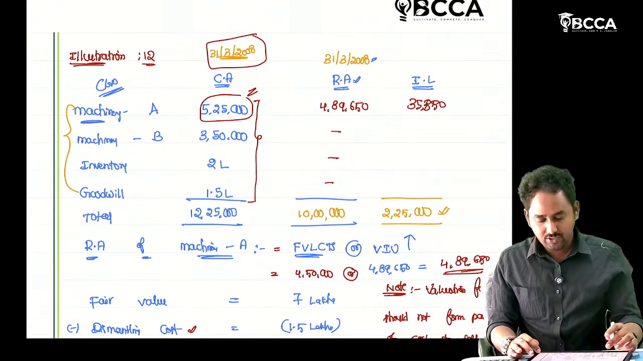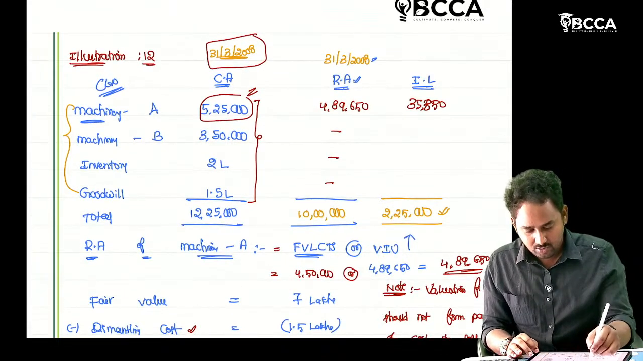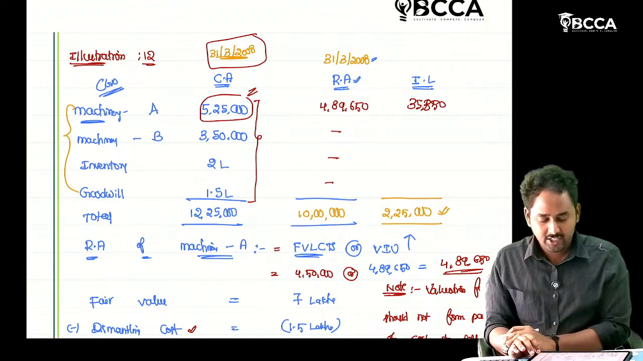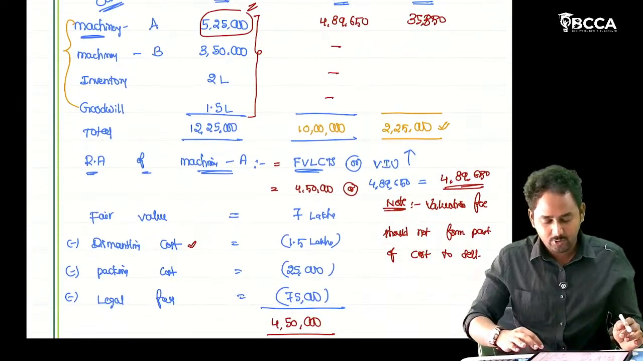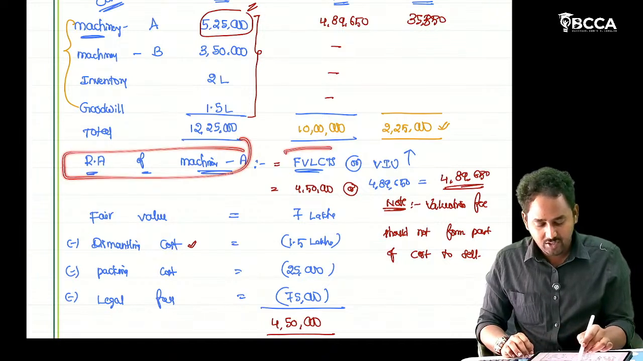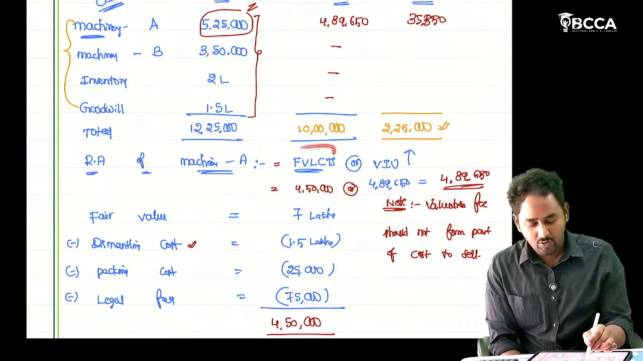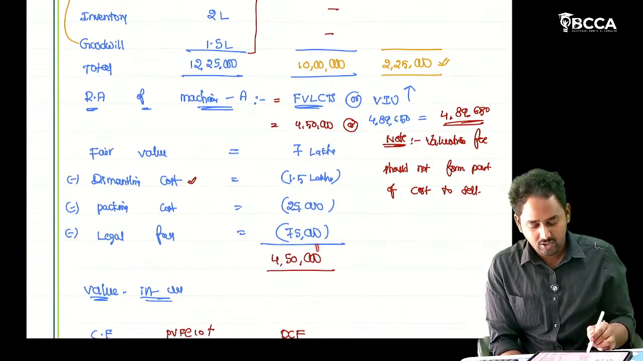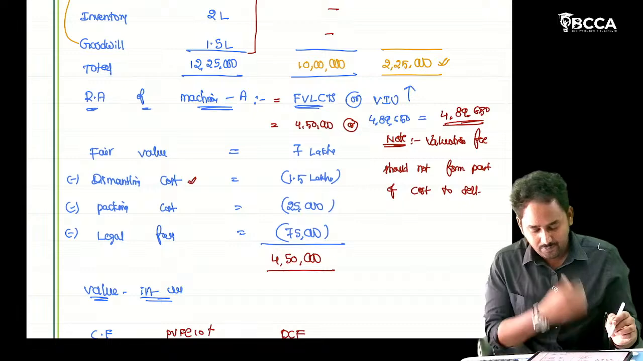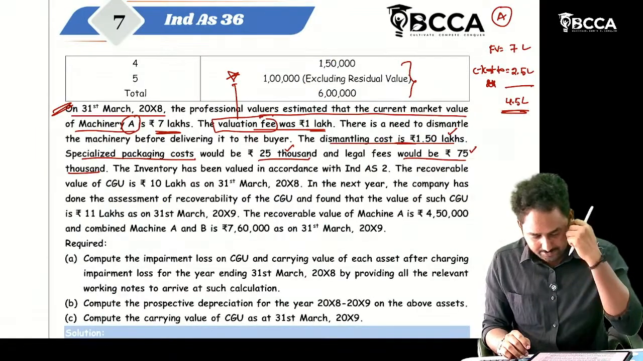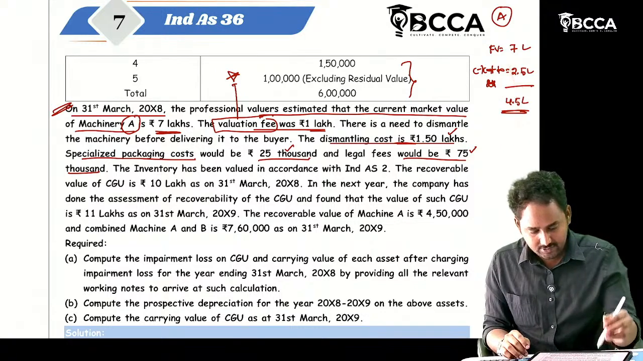So on 31st March 2008, the recoverable amount is found as 489,650. How is this recoverable amount of machinery A found? The recoverable amount is the fair value less cost to sell or value in use, whichever is higher. How to find out the fair value less cost to sell? 4,50,000, we already calculated it. So 4.5 lakhs.